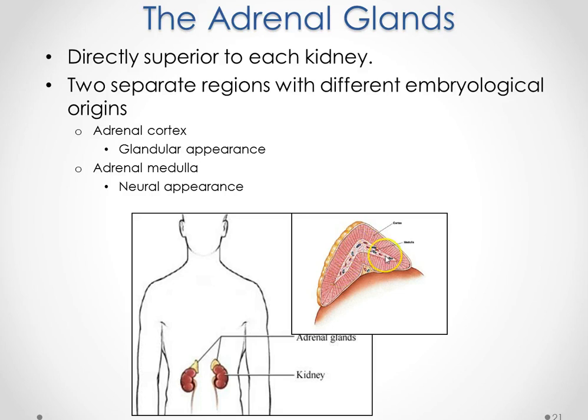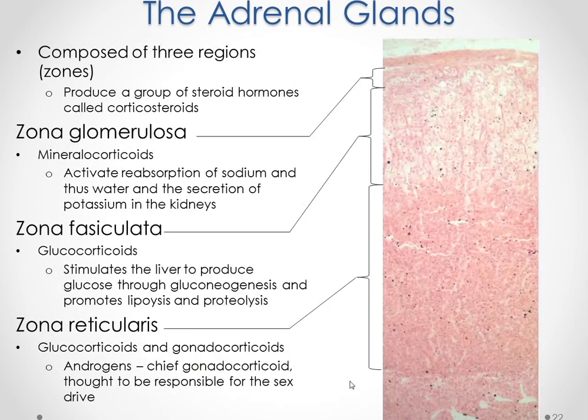This is going to have more of a neural appearance, so it's going to stain a little bit lighter on the slide. Now, if we look at the adrenal cortex first, the adrenal cortex is going to have 3 specific regions or zones, and each one of these regions is going to produce a different group of steroid hormones.